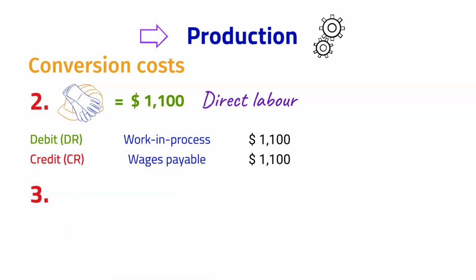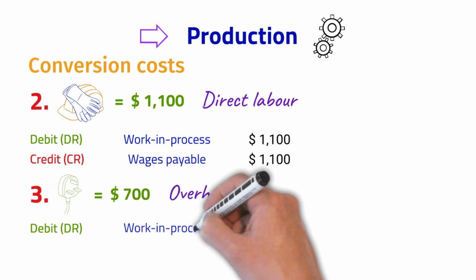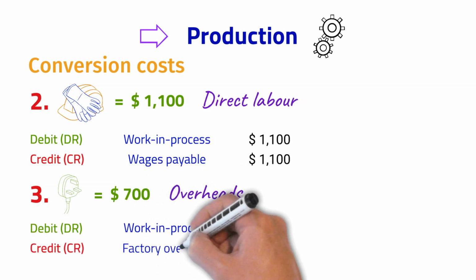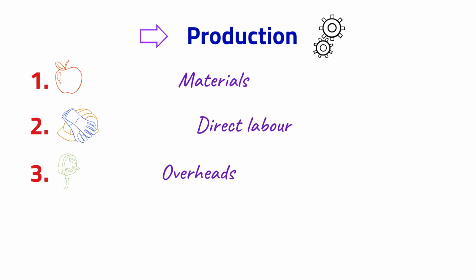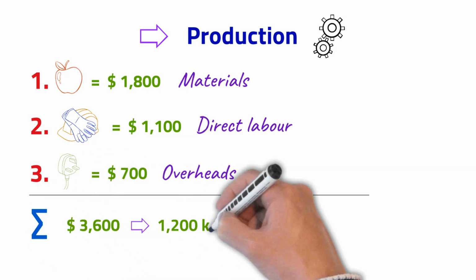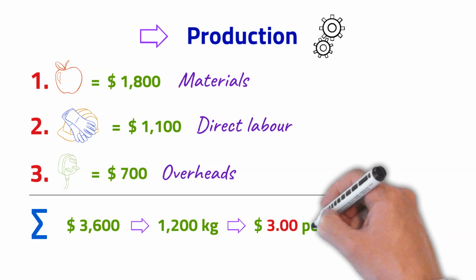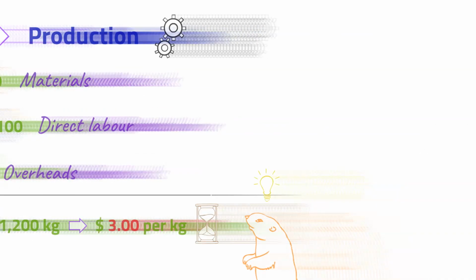Then we also add overheads, let's assume $700. Debit work in process 700, credit factory overhead 700. At this point, WIP carries materials plus labor plus overhead for the batch. Total WIP is 1800 plus 1100 plus 700 equals 3600 for 1200 kilograms of apples, or $3 per kilo. Let's assume that by period end only part of the batch is complete, as it takes time to process all apples. The balance left in WIP stays here as ending WIP.